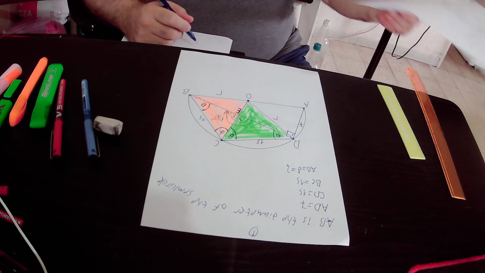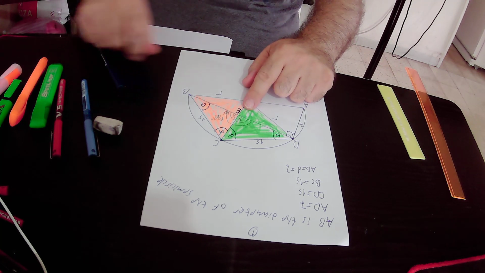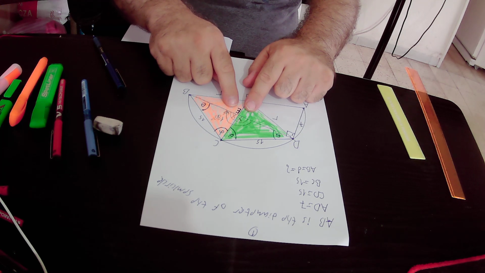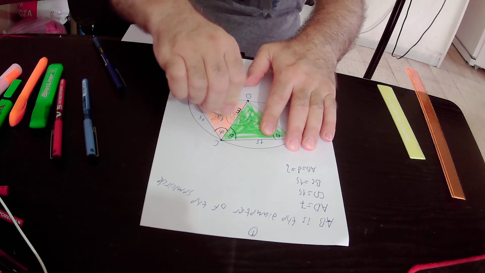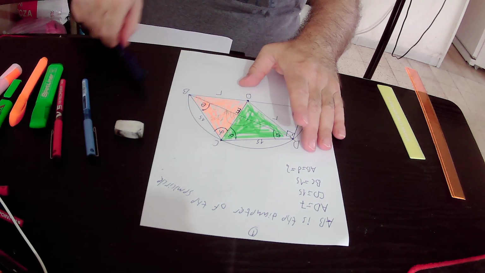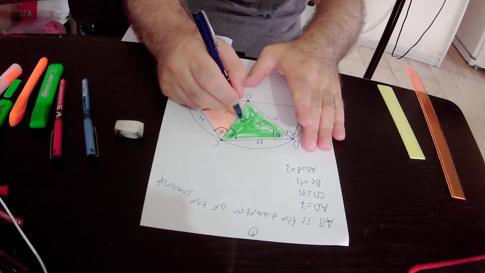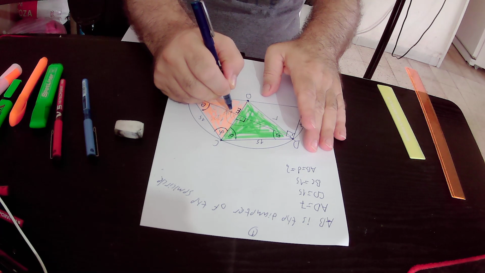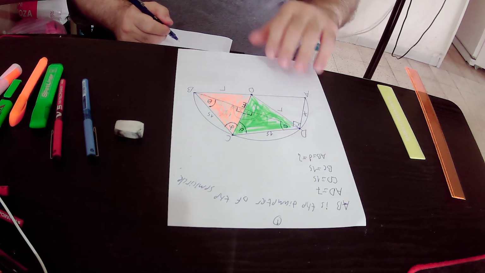So we can substitute x by 90 degrees. Those two angles that are equal to x, we can substitute them by 90 degrees. So this angle that equals x is a right angle, and this angle is also a right angle. It equals 90 degrees. Okay.